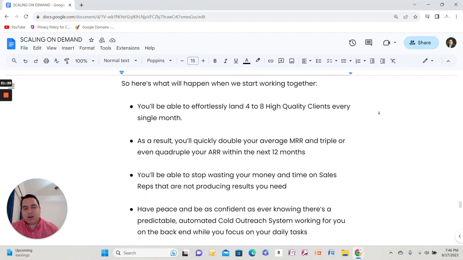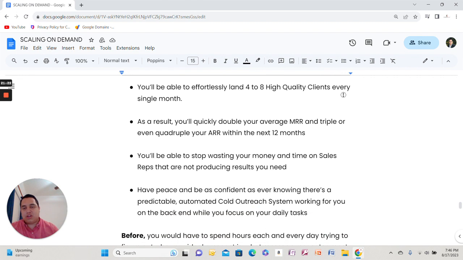You'll stop wasting money on uncertain ads that maybe work, maybe don't work, and you can have the opportunity to actually fire the sales reps that are not producing the results that you actually need. So you'll have that peace and confidence of knowing there's a predictable cold outreach system, absolutely automated and done for you, working on the back end while you focus on your most important daily tasks.